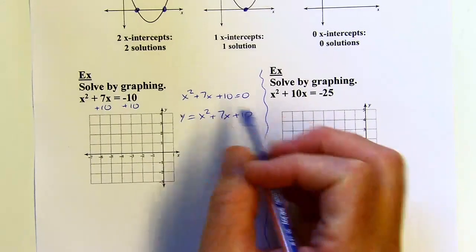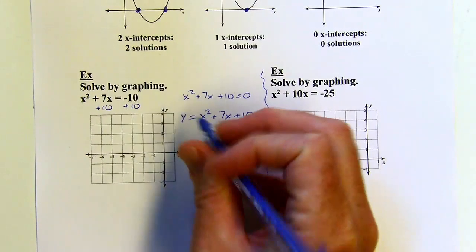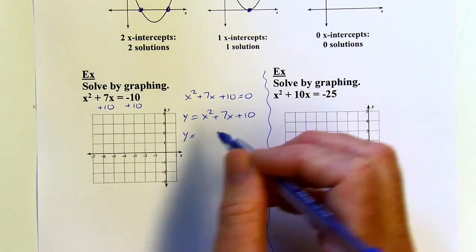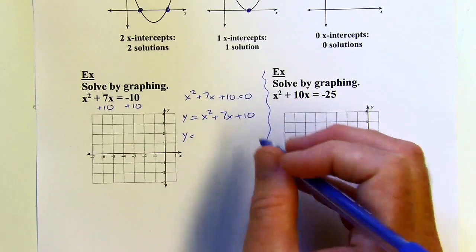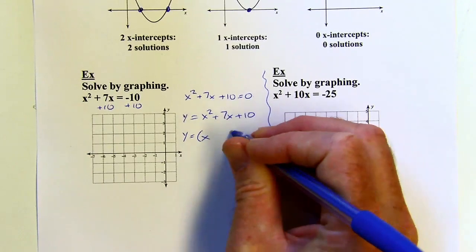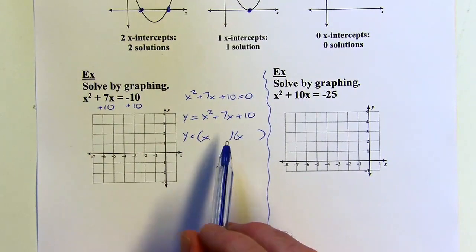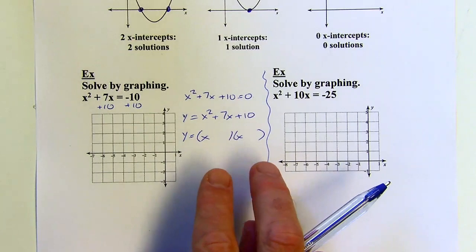I just put a 0 in, but eventually I'll put the y in, but I'm going to put the 0 back in for the y. But first I'm going to factor this. I keep saying graph, I mean factor. I know it's going to look like that.